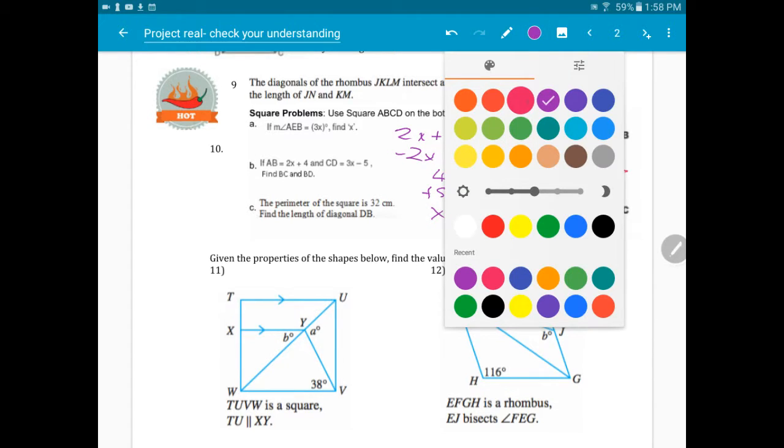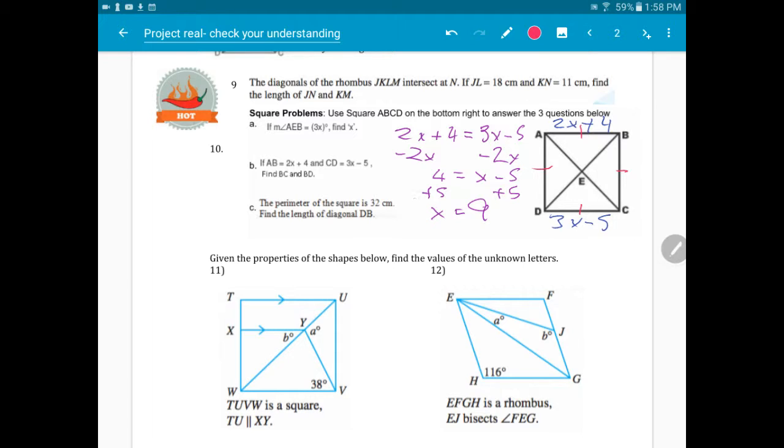Now, of course, this doesn't give me the length of a side. I've got to substitute it back in. Now, the equation they gave me for AB is going to give me the same answer as the equation they gave me for CD. So it doesn't matter which one I choose. 2 times 9 plus 4 is equal to 22. Okay, so I've now found the length of BC.